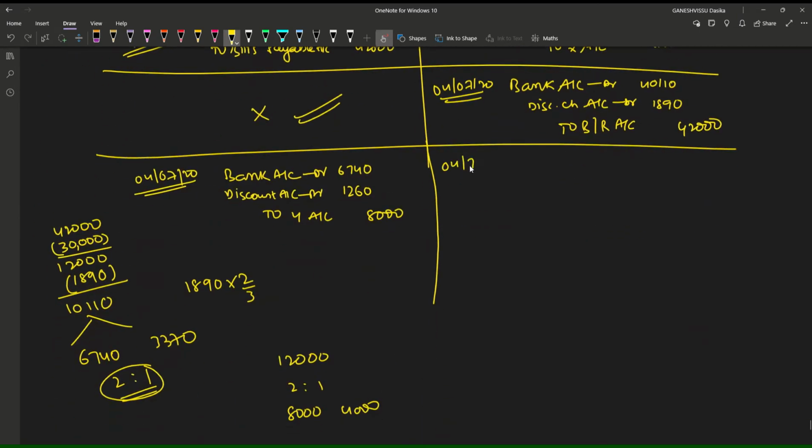On 4/7/2020, what has Y done? Y has paid the amount to X, right? So X account debtor to bank account to discount account, simply. So this is 6,740, this is 1,260, and 8,000 is the total amount which has to be sent, right?